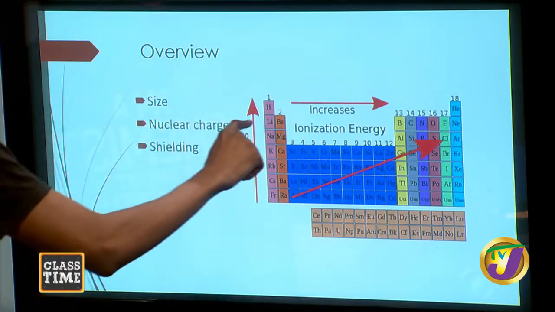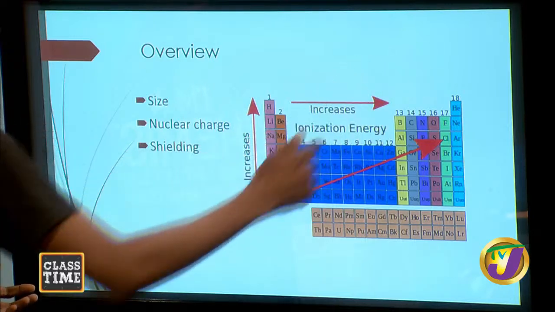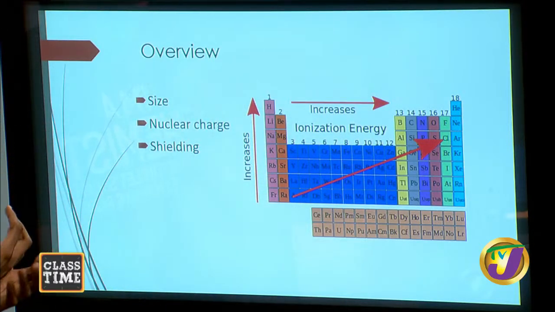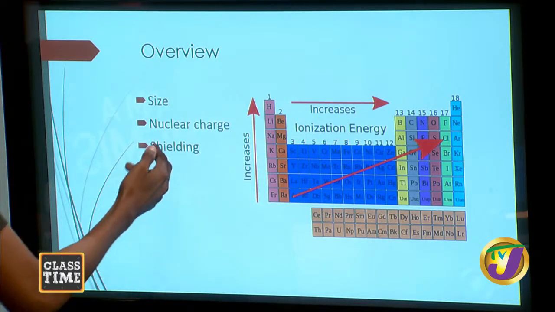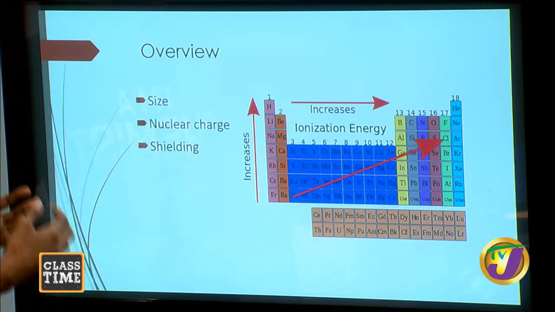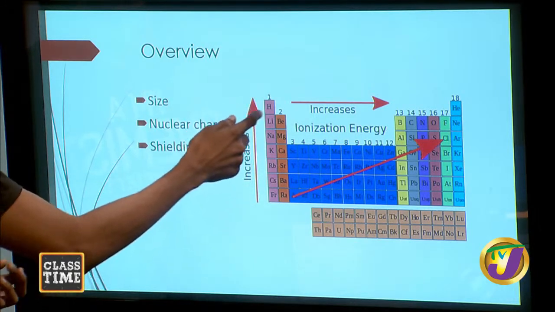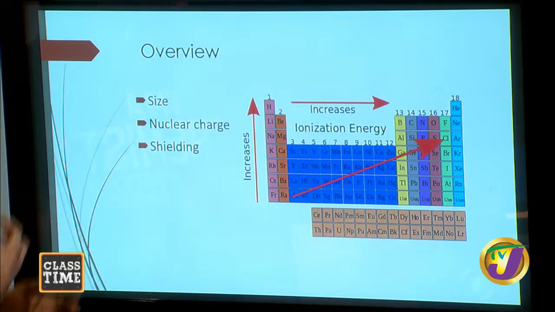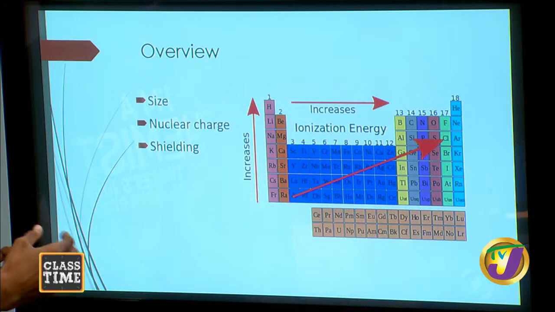With nuclear charge, we mentioned that going from left to right across a period, we're adding protons to the nucleus. The nucleus is getting more positive, thus it's harder for the valence electron to be lost. We spoke about shielding, and shielding is very similar to the size. Going up a group, the shielding decreases, thus ionization energy increases. That's because with small atoms, you don't have a lot of energy levels that shield the valence electron from the attractive forces of the nucleus.